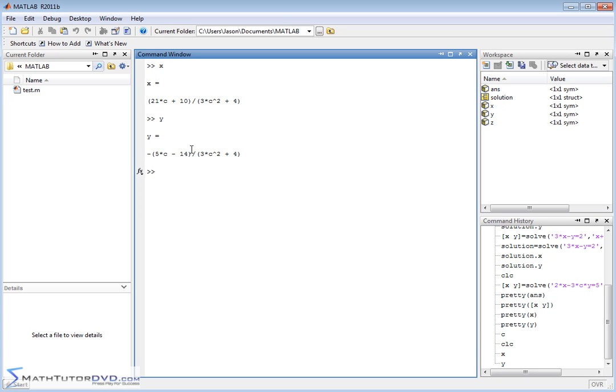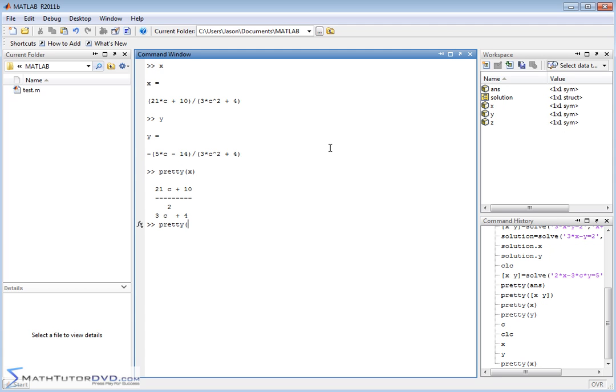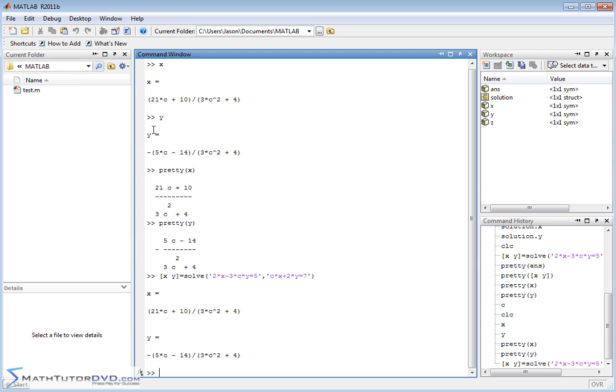And if you don't like really looking at the way this looks, you can say pretty x and pretty y, and these will be prettified a little bit: negative 5c minus 14 over 3c squared plus 4, and then you have the other one up here as well. So that is how you handle it. Basically, you put the two equations in there in quotations, and you assign the answers to a matrix that contains x and y. Now, the way we just did that a second ago was just like this.